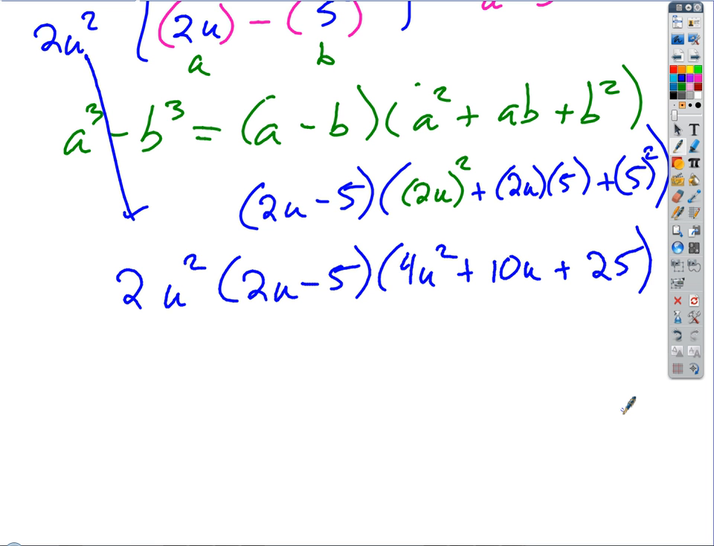Takes a little practice, but I think that's a great place to stop. I'll put the assignment up, and you can practice this a little bit.